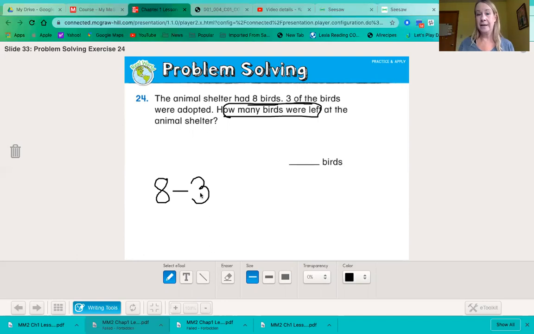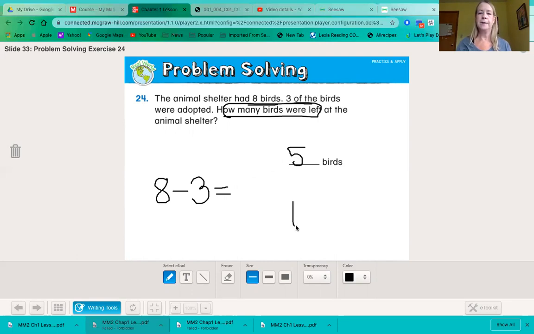So that means minus equals. So we have to count back. So I'm going to do that in my head. I'm starting on 8, and I have to count back 3. So I'm going to go 7, 6, 5. The difference is 5. You also can think 5 plus 3 equals 8.